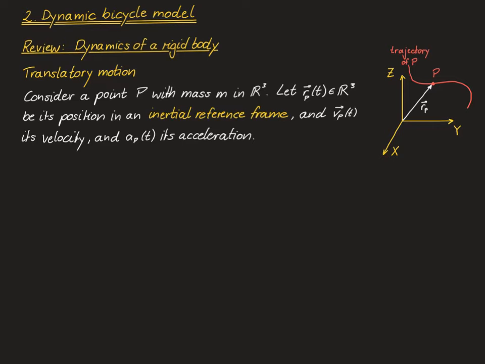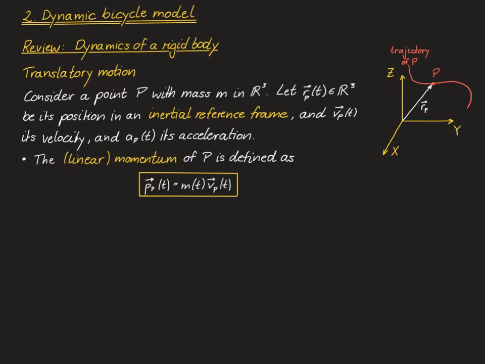Let's start with the simplest case of a point mass P with mass m in space, and we let Rp of t denote the position of the point mass in an inertial reference frame, and Vp of t and Ap of t are the corresponding velocity and acceleration. The linear momentum, or just the momentum of P, is defined as the product of the mass of P and the velocity of P, and it's denoted with a lowercase letter p.